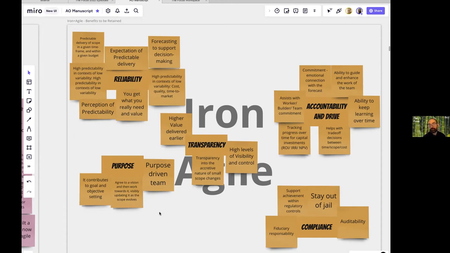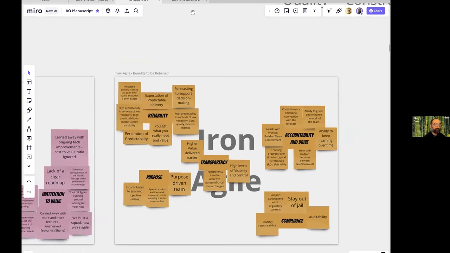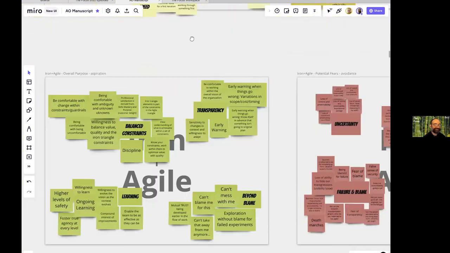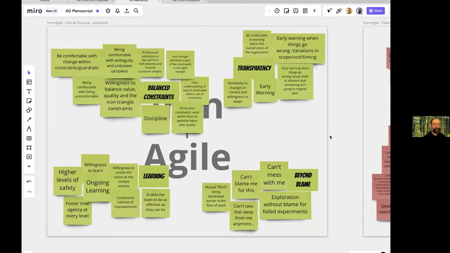So understanding your purpose and connecting well with that purpose is really, really useful. And finally, you have compliance that works well. You can stay out of jail. You can discharge your fiduciary responsibility really, really well. You can be audited and not have an issue because, hey, you have your time under control, your scope under control, your budget under control. All good. Yeah, the stay out of jail is a really big draw card. So, oh, yeah. For executives.